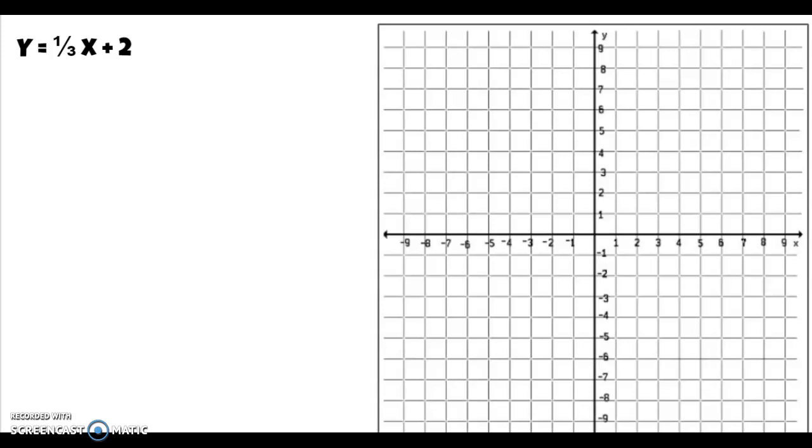Hi everybody, this is CR number 27, helper video number 2. We have to graph this equation, y equals 1/3 x plus 2.